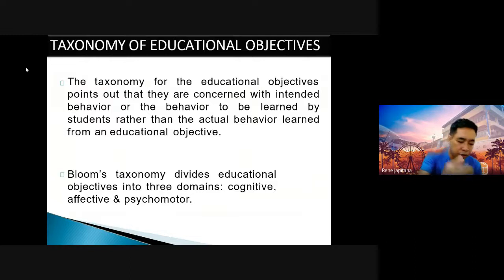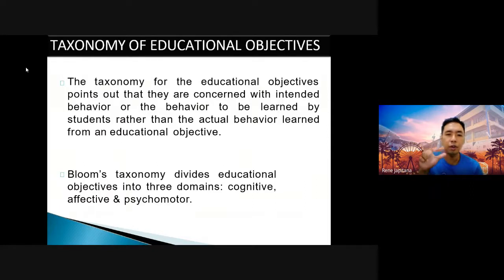Cognitive is all about the knowledge. Affective is all about the emotion. So it is a triangle: we have cognitive or the knowledge base, the affective or the values, and also the psychomotor or the actions or the skills. The taxonomy of educational objectives was proposed by Benjamin Bloom. Bloom's taxonomy divided educational objectives into three domains.